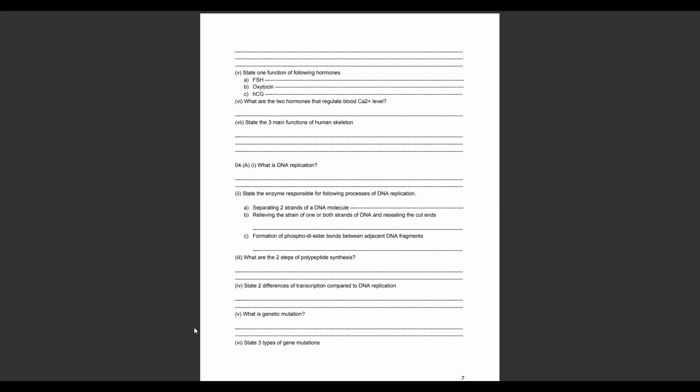Yes, you can write PTH, but it should be capital. It's not simple. Capital PTH.